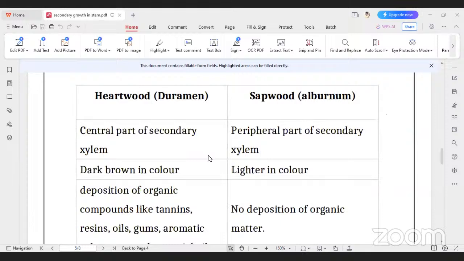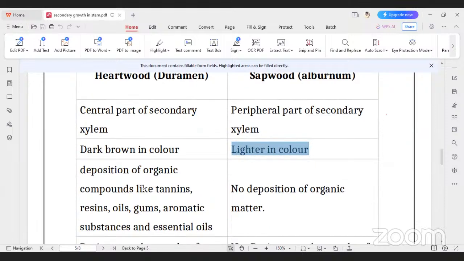Just a comparison here. Heartwood, another name duramen; sapwood, alburnum. Heartwood is the central part of the secondary xylem, and sapwood is the peripheral part. Both are secondary xylem, but the centrally crushed secondary xylem develops as heartwood, and the outside of this crushed secondary xylem is called peripheral secondary xylem, that is sapwood. Due to the crushing in the center, it turns dark in color, and in the outer one there is no crushing; the vessel cells are clearly formed. This is lighter in color.